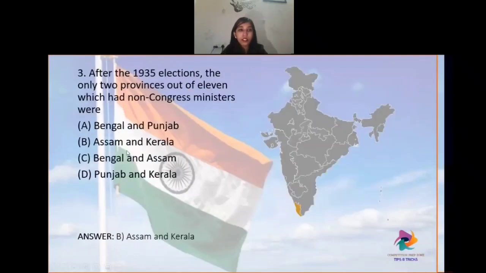Coming to the third question: after the 1935 elections, the only two provinces out of 11 which had non-Congress ministers were: first option Bengal and Punjab, second Assam and Kerala, third Bengal and Assam, fourth Punjab and Kerala. The correct option is Assam and Kerala. The keyword you need to remember is non-Congress ministers after the 1935 elections.